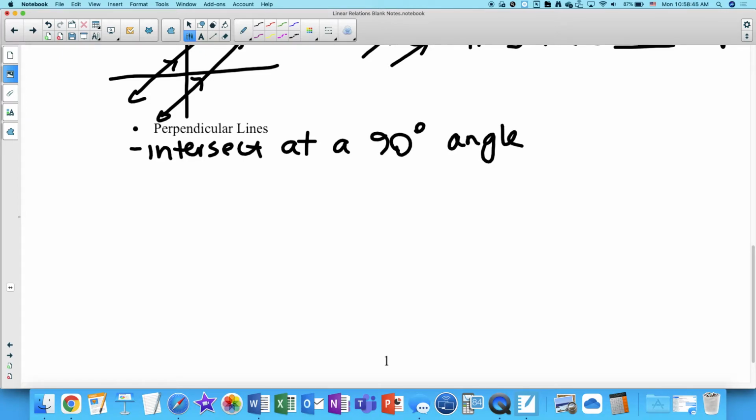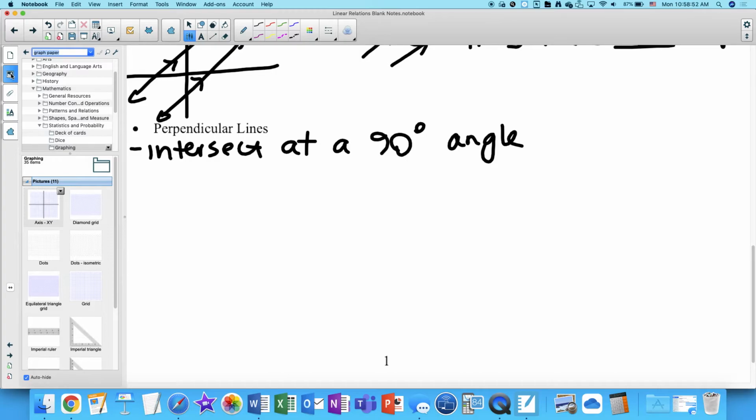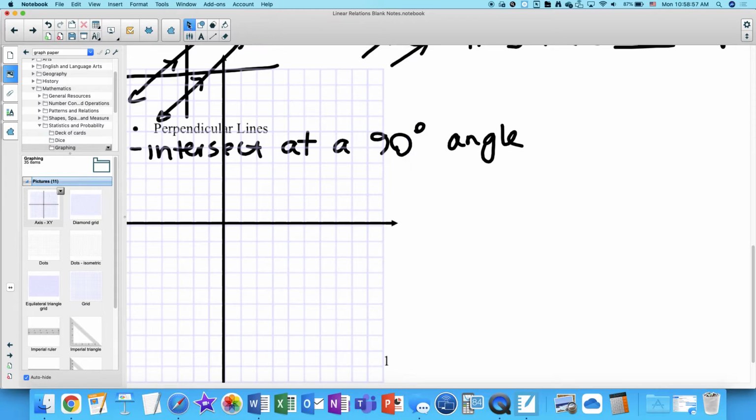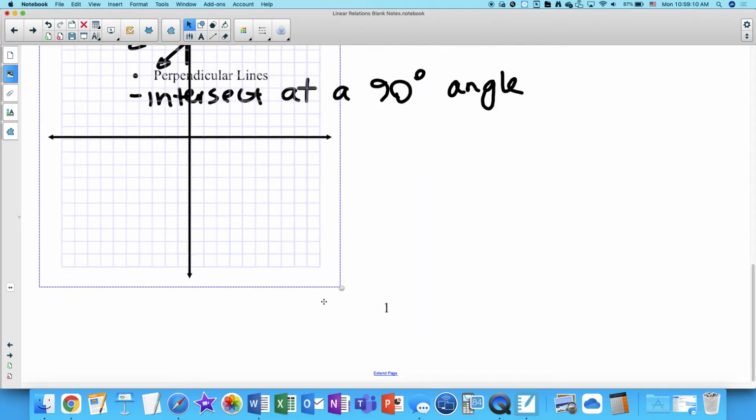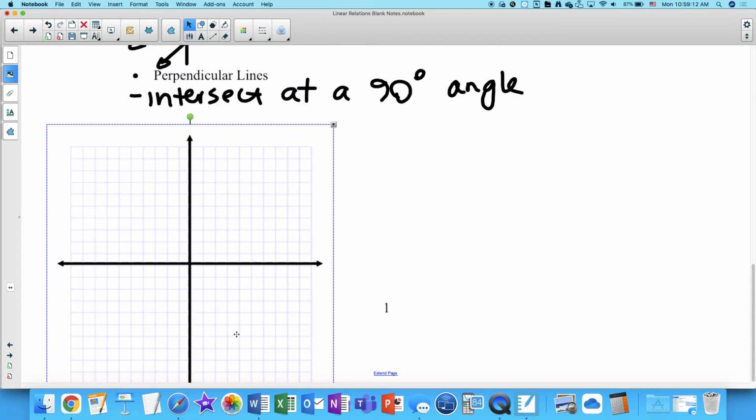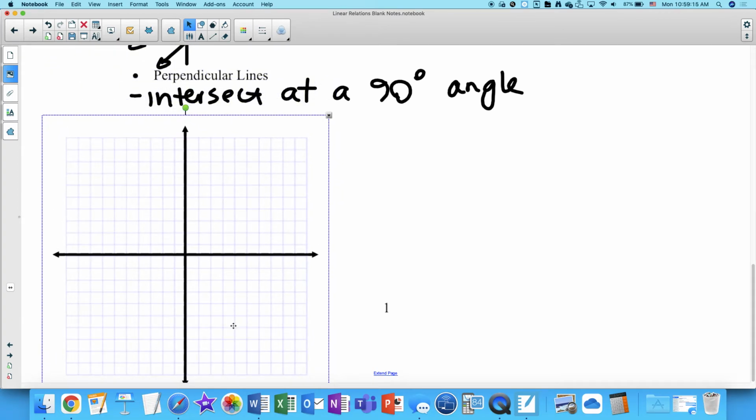Okay, so their slopes are not going to be the same, but they are related to one another. The proof for this is a little bit complex, so what I want to do is just show you a couple of examples. Let me do this on my laptop, it'll be easier, and then we can try to make a generalization. The first two that I'm going to look at are the diagonal lines, this guy and this guy.